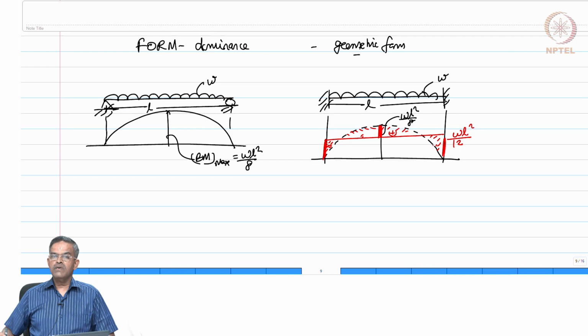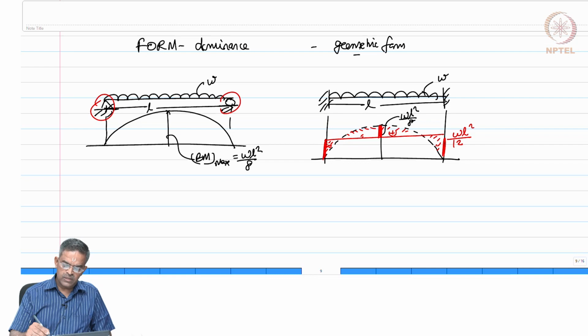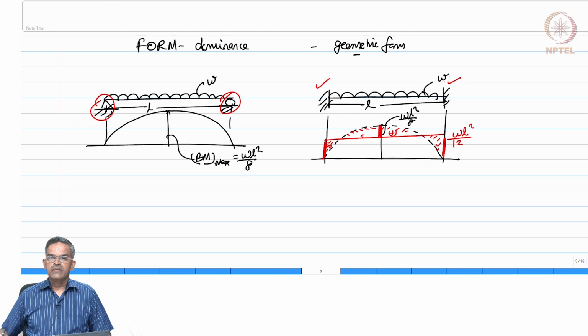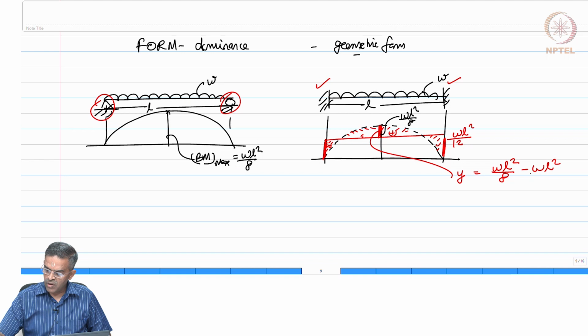So, just by converting or changing the support from a simply supported system to a fixed support system, the net effective bending moment at the critical section is reduced. One can easily find out this reduction, which is nothing but WL square by 8 minus WL square by 12, which will be WL square by 24 of 3 minus 2.